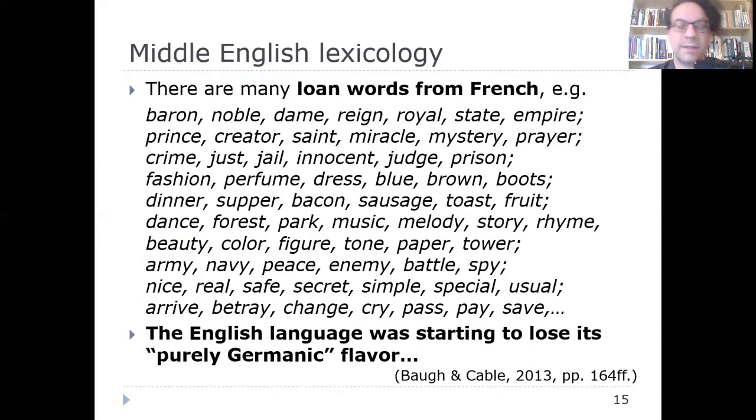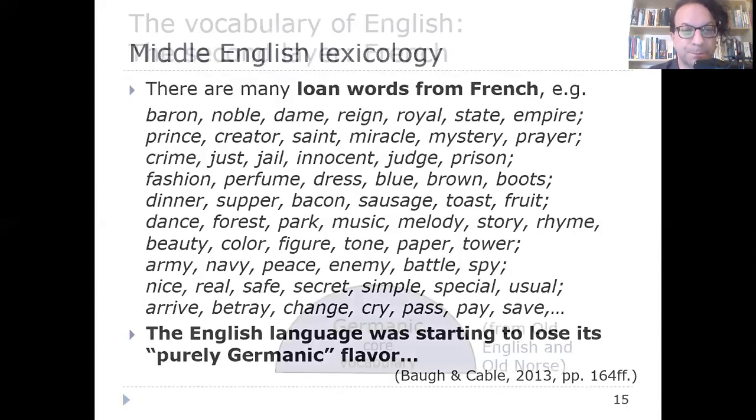If we look at all this, and please, again, keep in mind, this is just the tip of the iceberg. There's really thousands of words that we could choose here to demonstrate the huge lexical influence that the English language takes from the French language. In the long run, this means that the English language was starting to lose its purely Germanic flavor in terms of its vocabulary that Old English had.